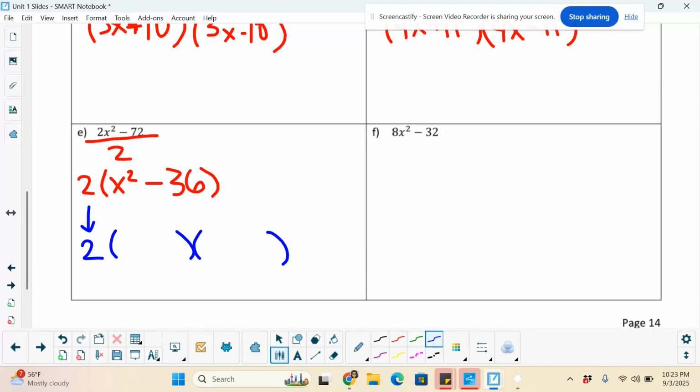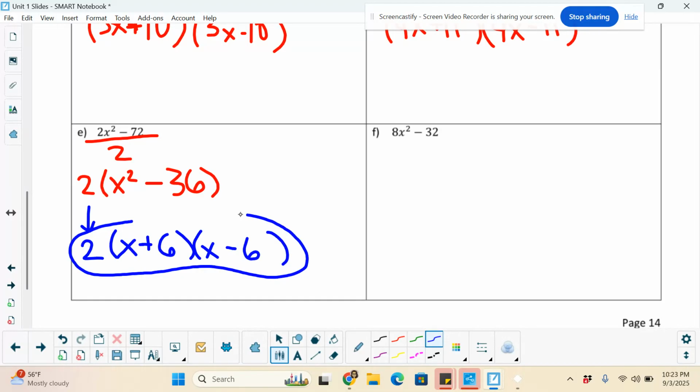We're going to break down our x squared. Well, x times x gives us the x squared. We need a plus, and we need a minus. And then the square root of 36 is 6. That is correct. All right. So this right here is your final fully factored answer.